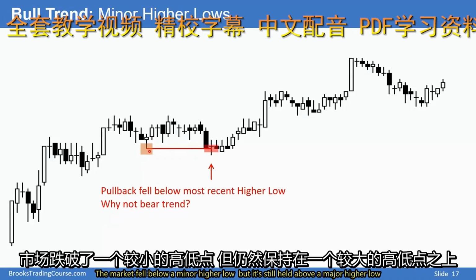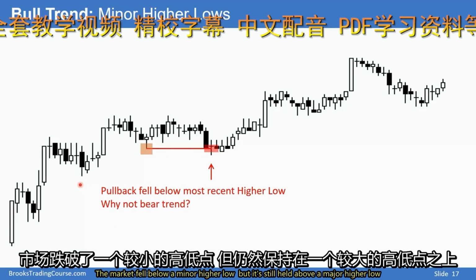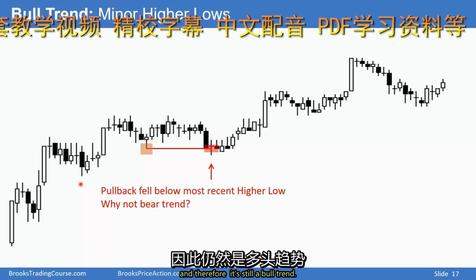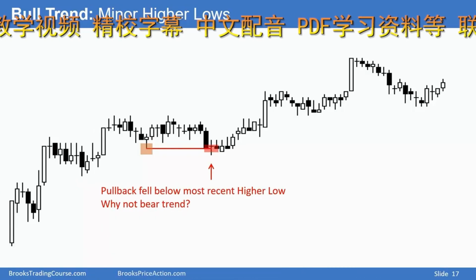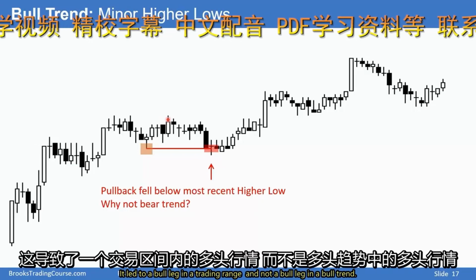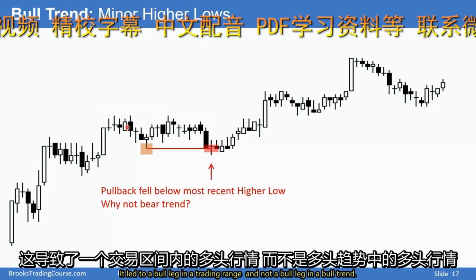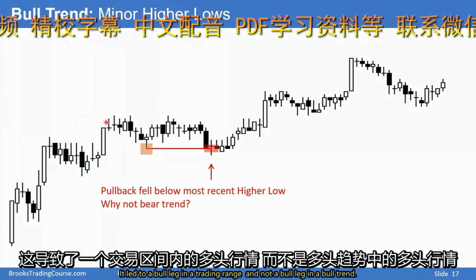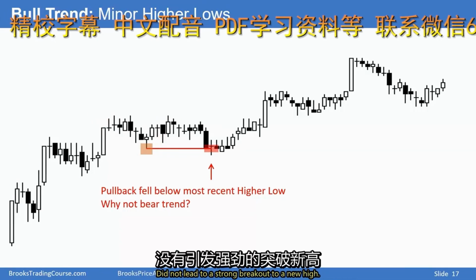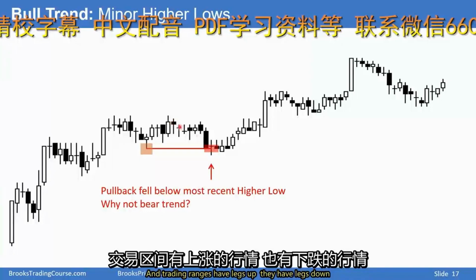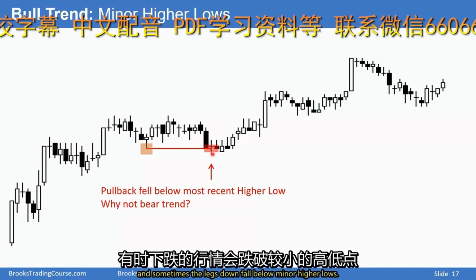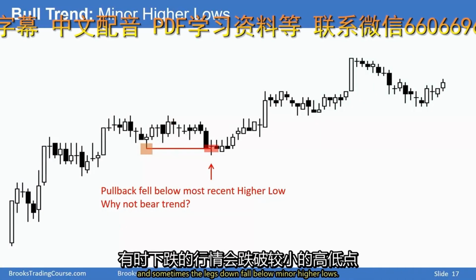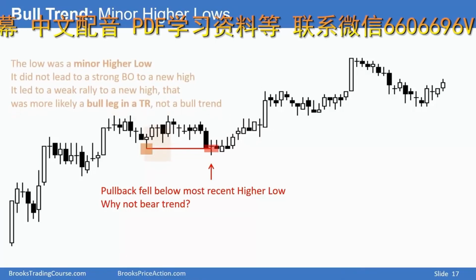The market fell below a minor higher low, but it's still held above a major higher low, and therefore it's still a bull trend. It led to a bull leg in a trading range and not a bull leg in a bull trend. Did not lead to a strong breakout to a new high. And trading ranges have legs up, they have legs down, and sometimes the legs down fall below minor higher lows.